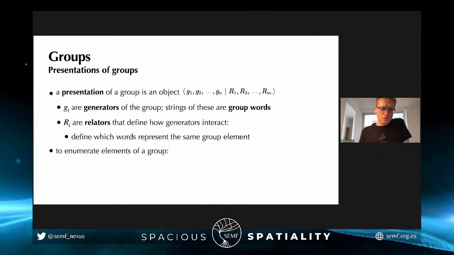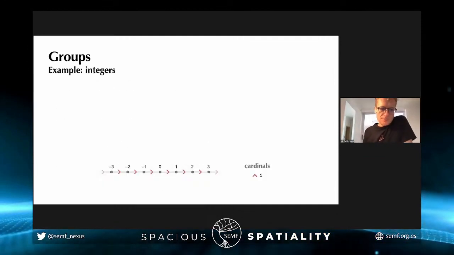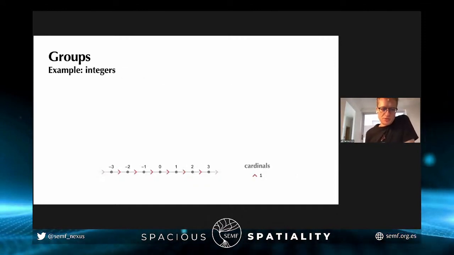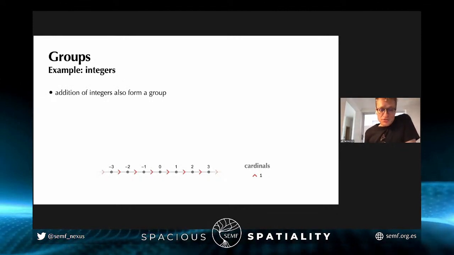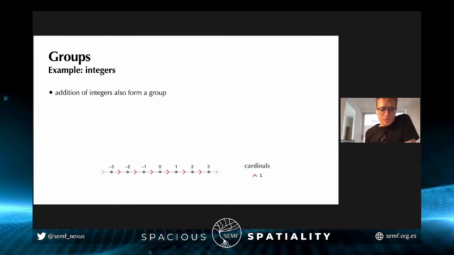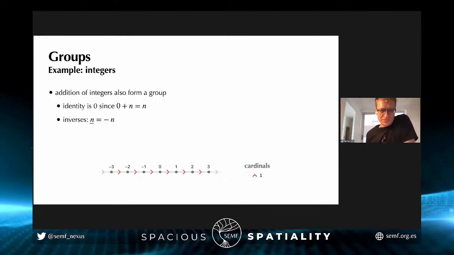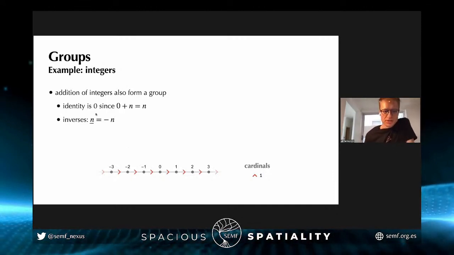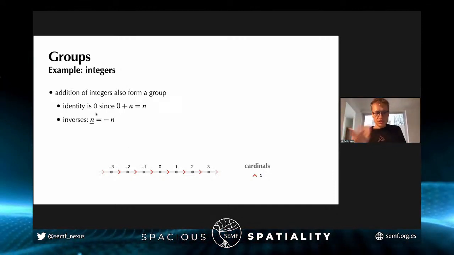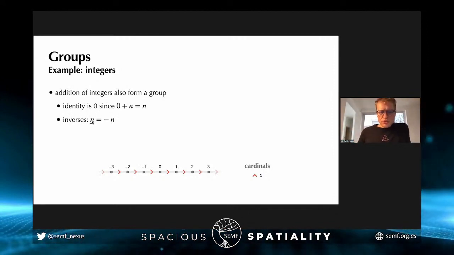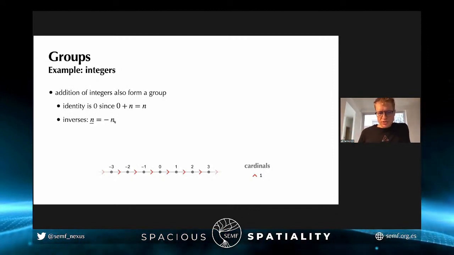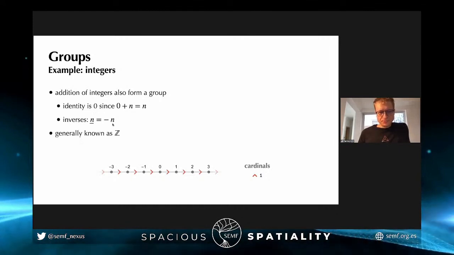We'll look at concrete examples of these presentations in a second. So here are some even simpler groups than the ones we considered before. The integers form a group where the way that you combine two integers is to add them. The identity of this group, in other words the do-nothing operation, is to add zero. Of course, that doesn't change anything. The inverse of a group element is to subtract that element instead of adding it.